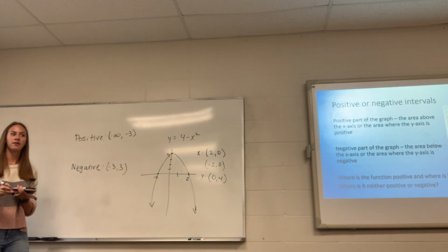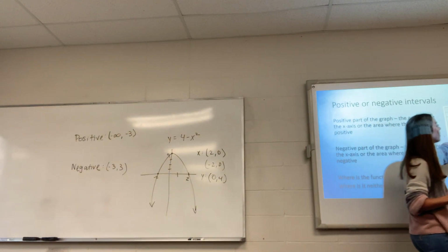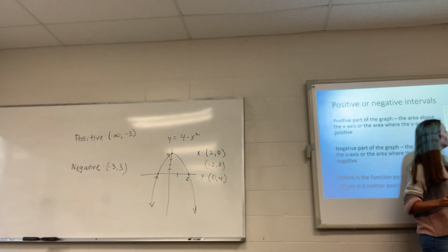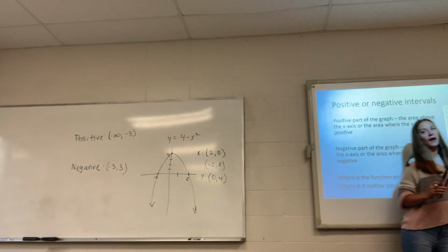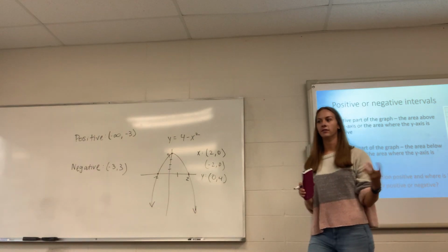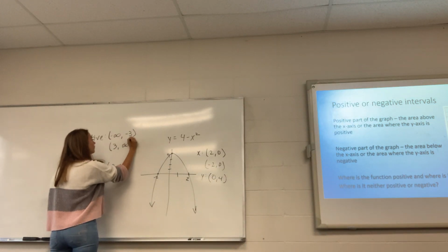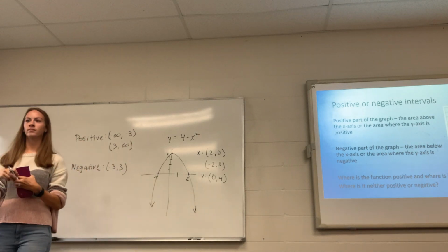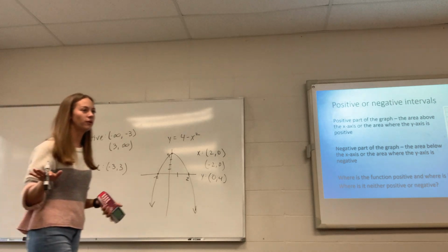Does everyone see that? And then my positive, again, I have another positive piece, this stuff up here, would be from 3 up to, it can keep going up and out, so 3 to infinity, okay? Everyone okay with that?